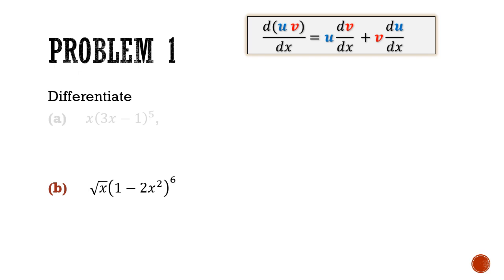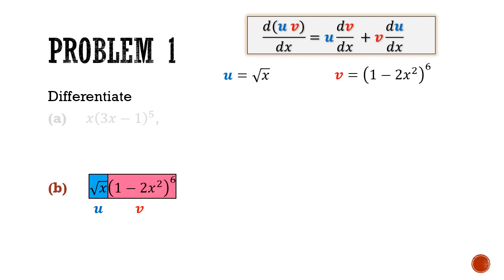So let's set up the product for part B. We'll let u equals the square root of x and v equals (1 - 2x squared) to the power of 6. So differentiating u with respect to x, we'll get 1 over 2 root x.